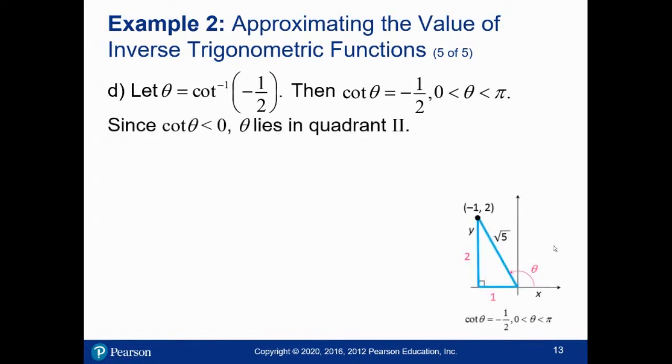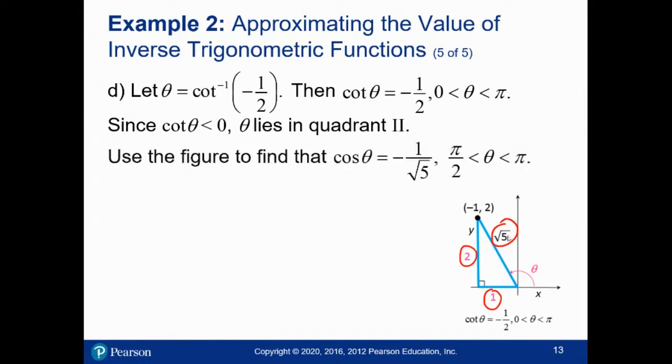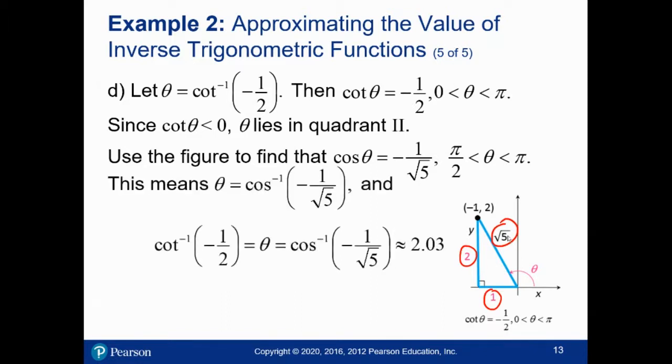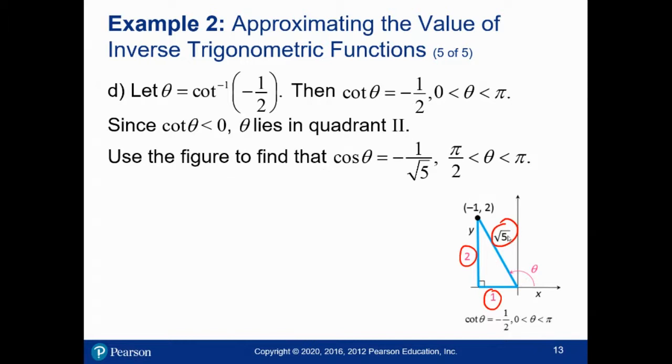Cotangent being negative means I'm in quadrant 2. Cotangent is the x over y, so we're going to label the x 1 and the y 2, which makes the radius root 5. Then we can understand that the cosine is -1 over root 5, from which we can take the arc cosine and get 2.03. So let me go back here. Why did the book use cosine of theta is -1 over root 5 rather than sine of theta is 2 over root 5?